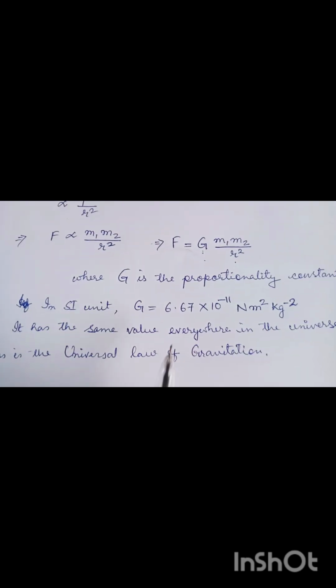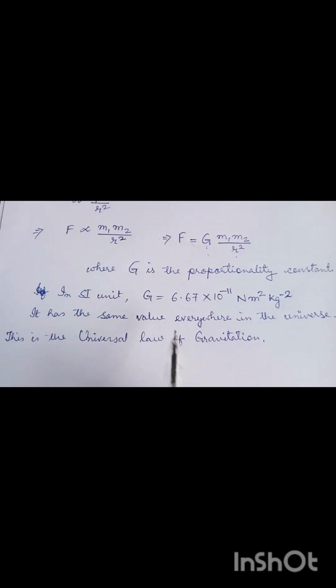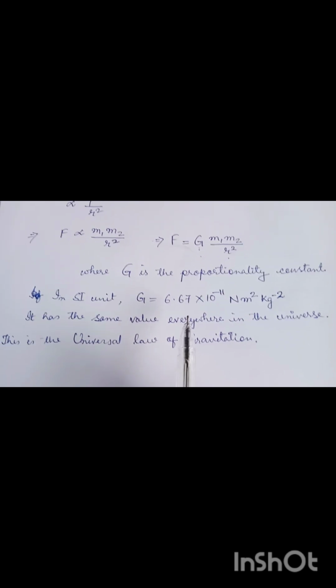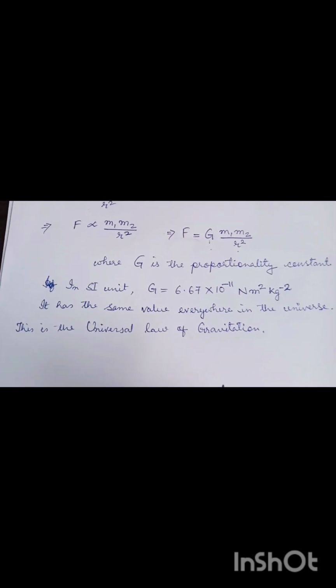In SI unit, we have G equal to 6.67 into 10 to the power minus 11 Newton meter square per kg square. This value is the same everywhere in the universe. So this is called the universal law of gravitation.